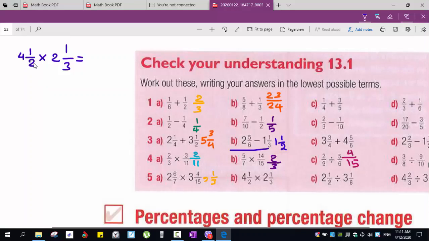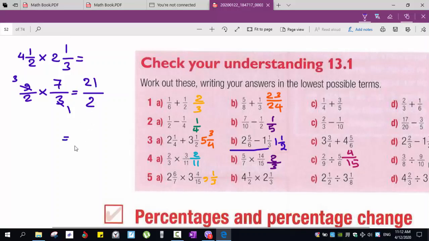Here, 4 1 over 2 times 2 1 over 3. To reduce these into improper fractions, here 2 times 4 is 8, plus 1 is 9 over 2, times 2 times 3 is 6, plus 1, 7 over 3. Now multiply. Can we simplify before we multiply? Yes, we can divide this by 3, it will be 1, and divide this by 3, it will be 3. 3 times 7 is 21, 2 times 1 is 2.